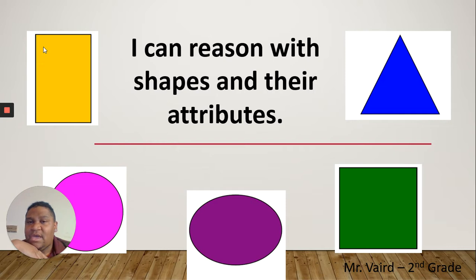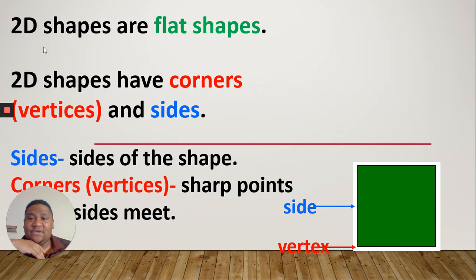Well, another word for reason is to explain. So I can explain what shapes are and their attributes. But what are attributes? Just descriptive words. So, of course, we know we have been doing shapes since kindergarten and first grade. I remember specifically teaching that. It is nothing but a review.